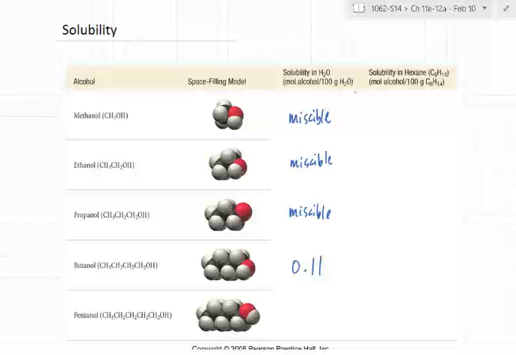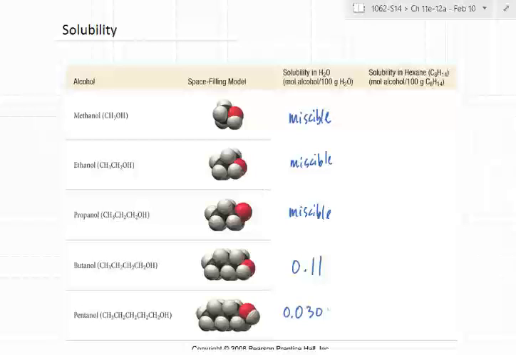So, how do you think the solubility of pentanol will compare with butanol if you follow the trend? It's going to be even less. Okay, we're going to fit 0.030. And it continues. The longer the chain gets, the less and less soluble it is.